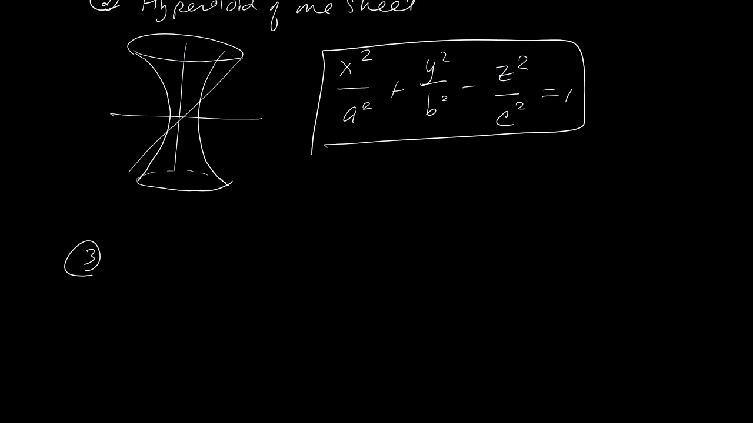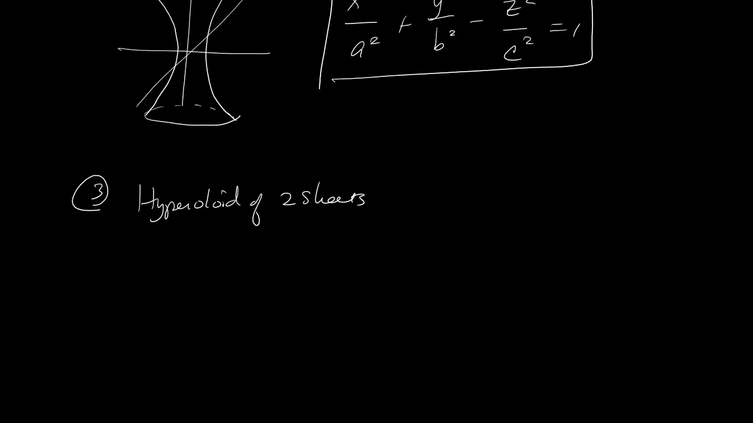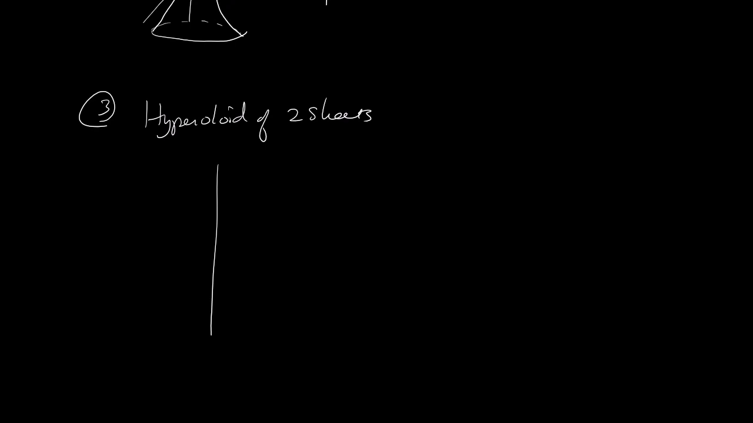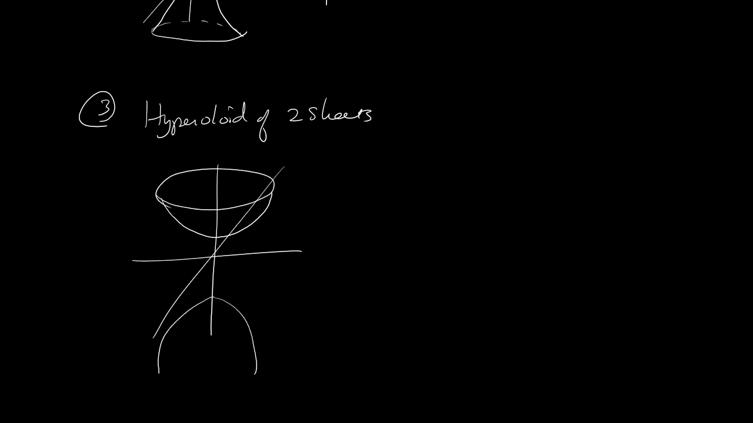Number 3 is the hyperboloid of two sheets. So this one could not be recreated with one sheet of paper. We would have to have 2 sheets of paper. It's going to come up here like this, and then down here like this. So it's going to have 2 parts. It's not conical. It is more, well, hyperbolic.